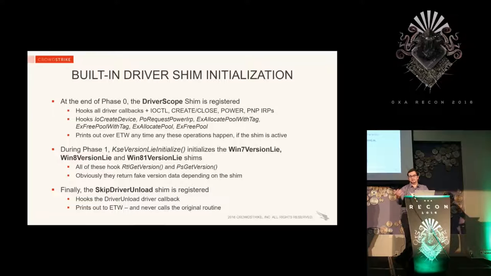Then there's another set of three shims: Windows 7 version lie, Windows 8 version lie, and Windows 8.1 version lie. As you can probably imagine, these are going to hook RtlGetVersion and PsGetVersion, and each particular hook will return a different version. So just like in user mode, you can enable XP compatibility mode or Windows 7 compatibility mode. This basically lies to the driver and makes the driver think we're running on a different operating system.